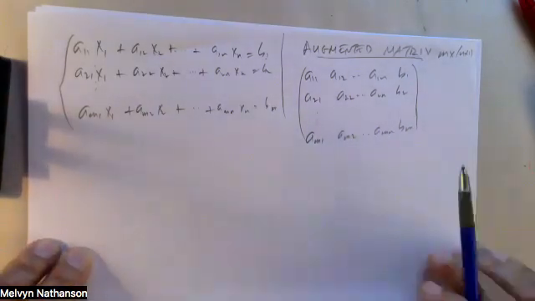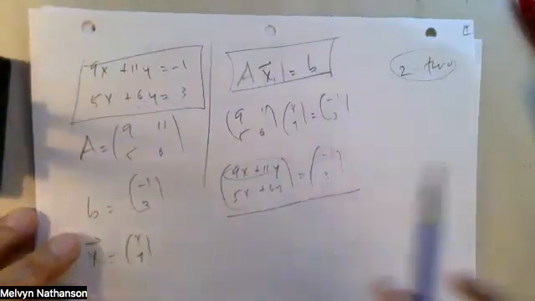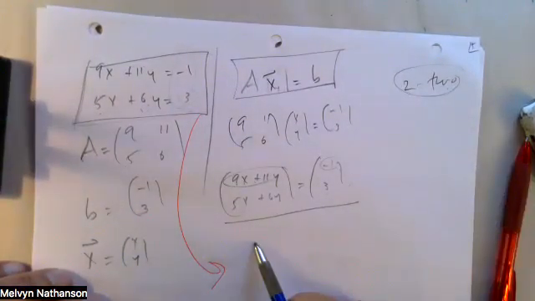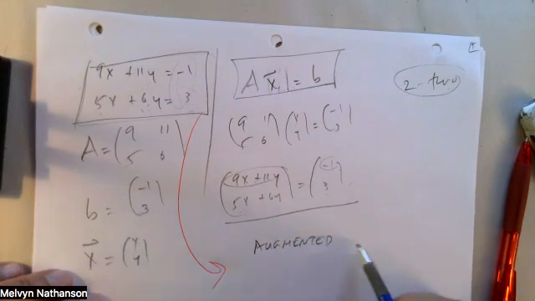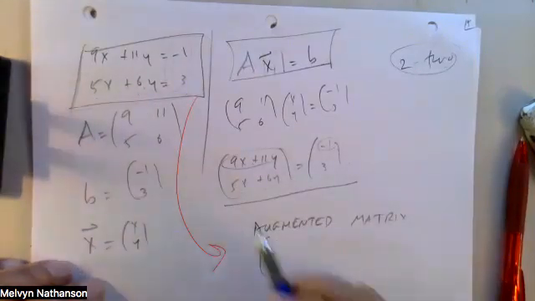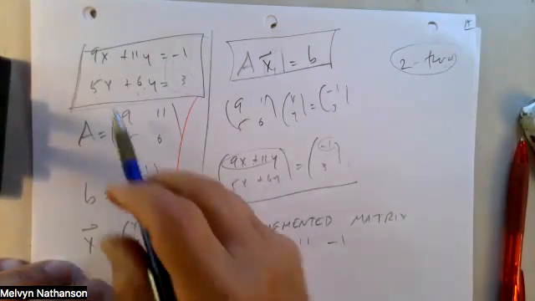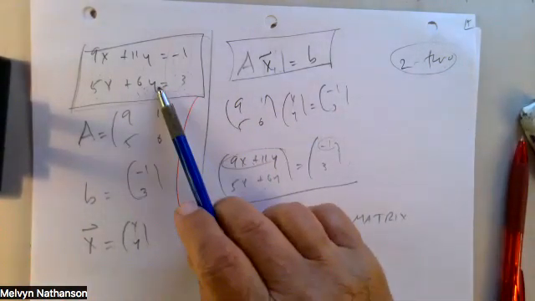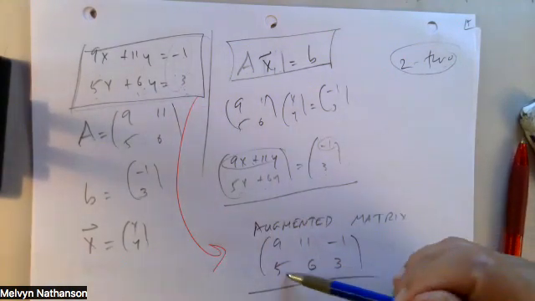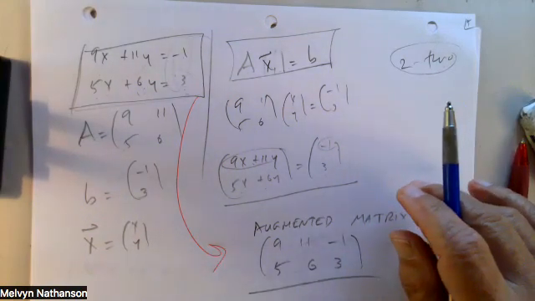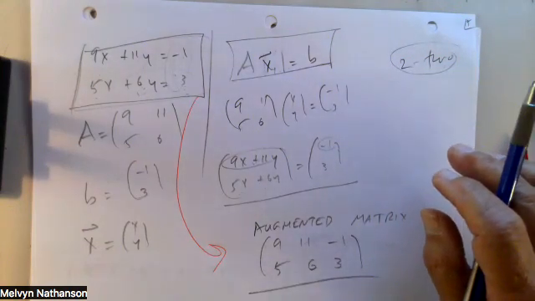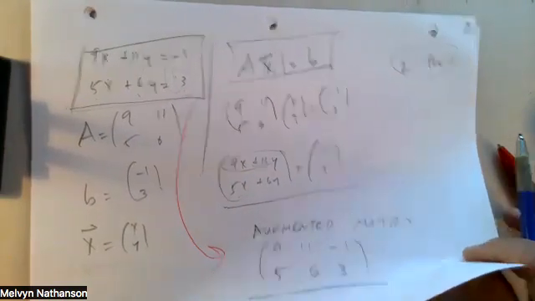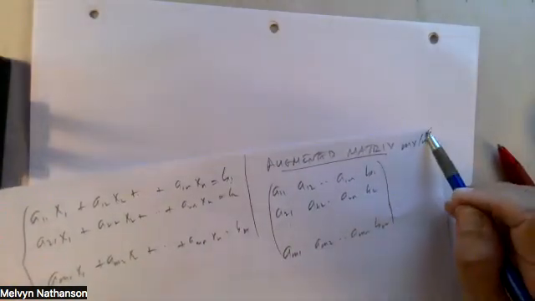Okay? So if I look at this previous example, here I had these two equations and two unknowns. For this system, what would the augmented matrix be? Nine, 11, minus 1, 5, 6, 3. That's the augmented matrix for this system. Two equations, two unknowns, plus the right-hand sides gives me a 2 by 3 matrix. 2 rows, 3 columns. That's the augmented matrix.